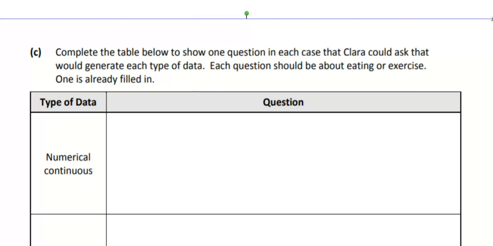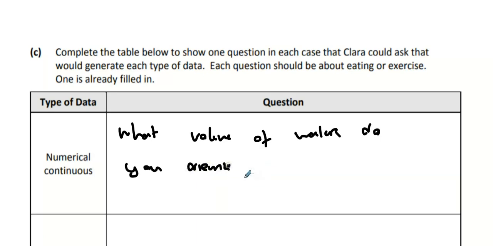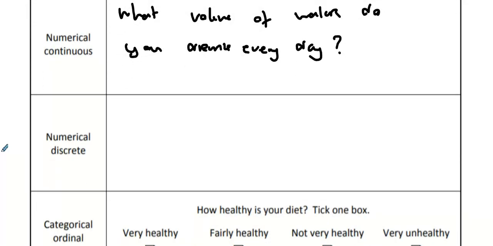So we're looking for numerical continuous, okay? This means it has to be measured. So you could say, what volume of water do you drink every day? This is a continuous answer because you have to measure the amount of liquids. If it's a measurement, I can never say I drank exactly 500 milliliters. It'll either be 500 milliliters and a tiny little bit or 499.999 milliliters, okay?